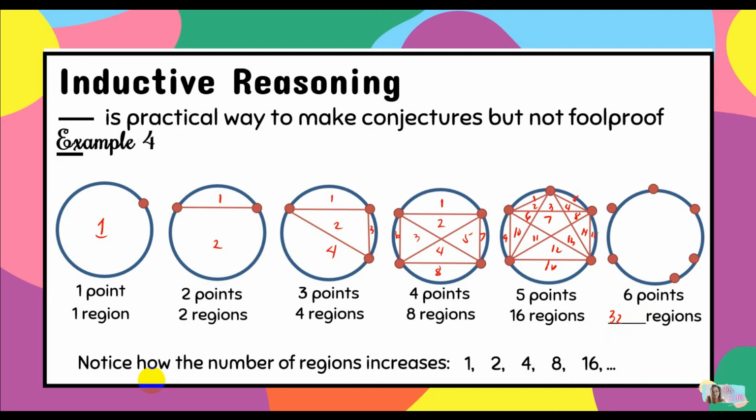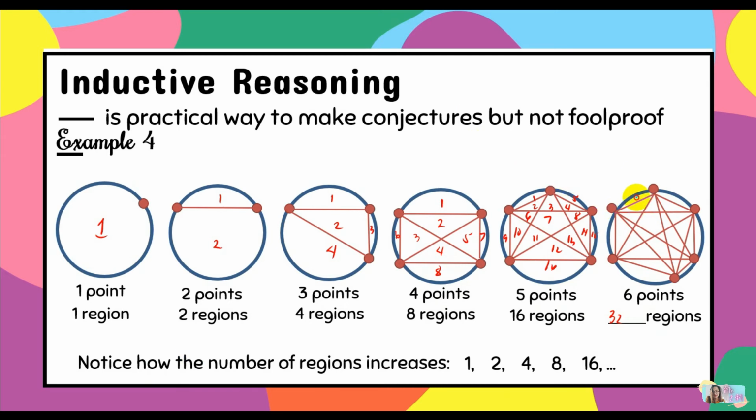Why? And try nating lagyan ng mga line itong points na to. So, if we're going to count how many regions yung na-form, kailangan hindi siya maging 32. Ano po? Kailangan mas mababa siya or mas madami para masabi na yung conjecture natin ay mali. Let's try to count the regions from this circle.